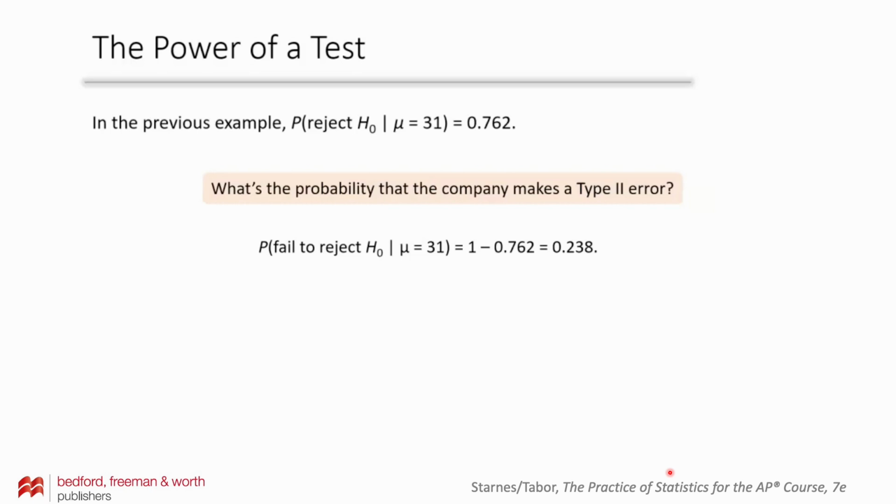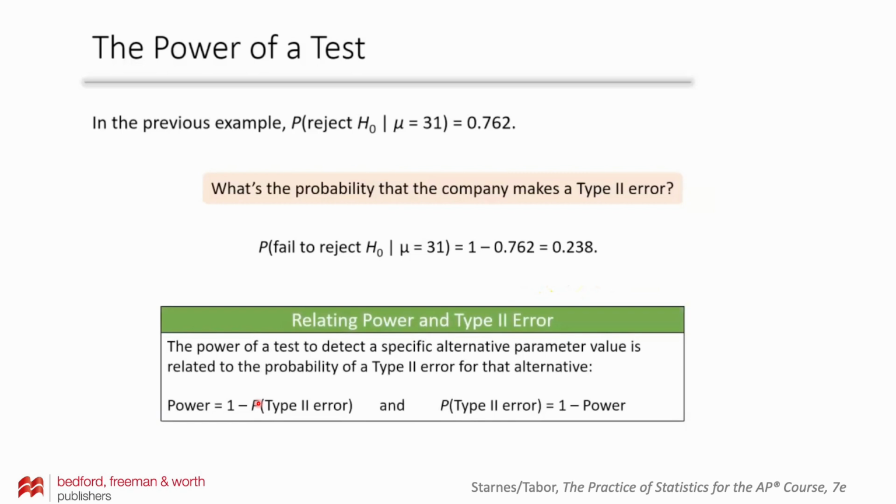So the type 2 error probability is the complement of the power value. This should make sense, because the power of a test is the probability that they will avoid a type 2 error, so the complement of that is the probability that they will make a type 2 error. It's going to be 1 minus 0.762, and that's how we get that. This goes back to our previous slide on how we found the power and the probability of a type 2 error using the power of a test.